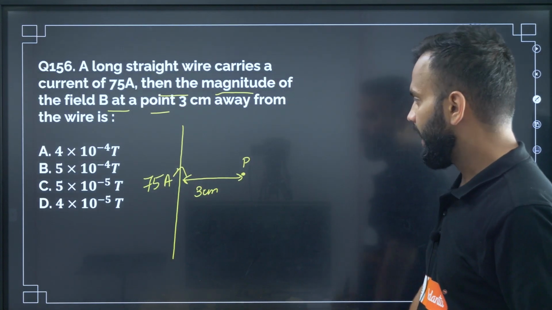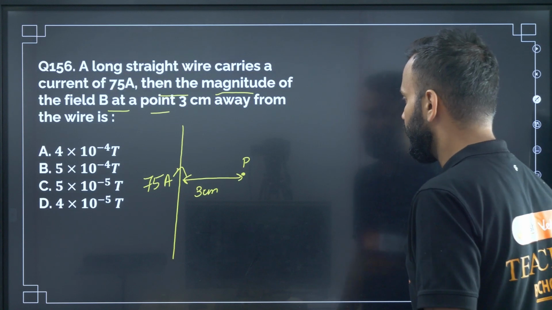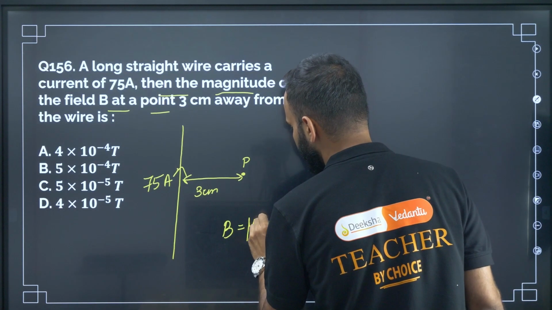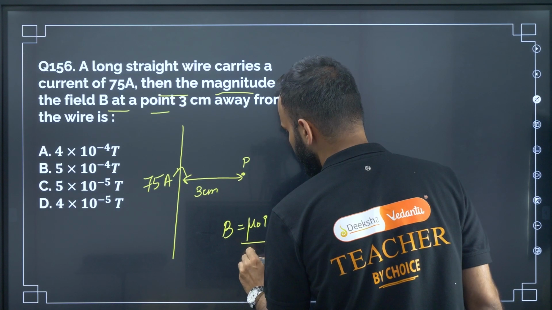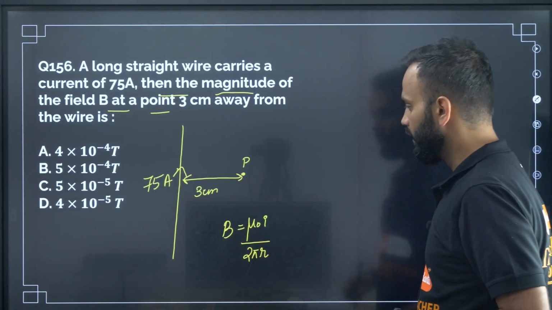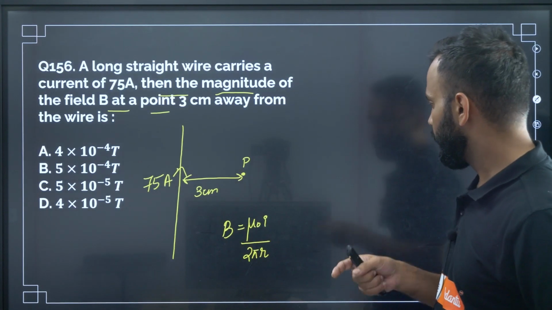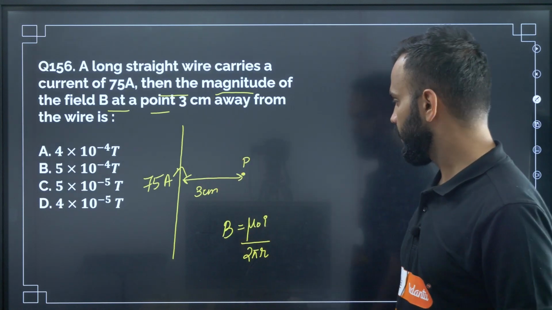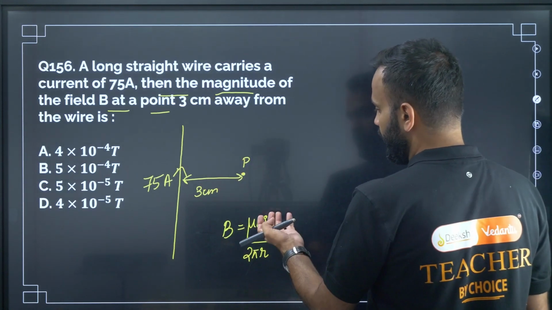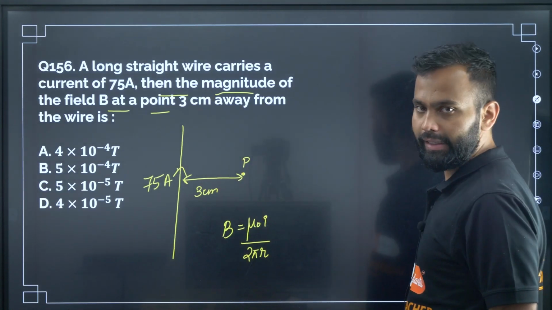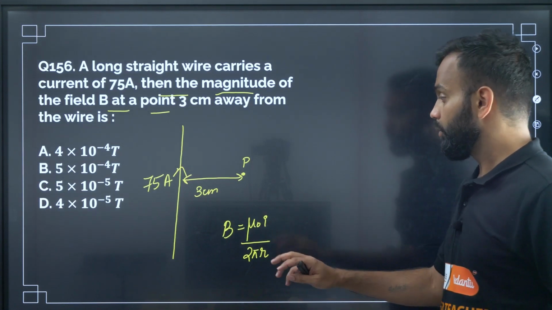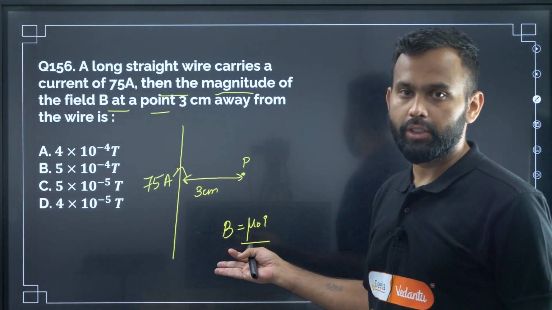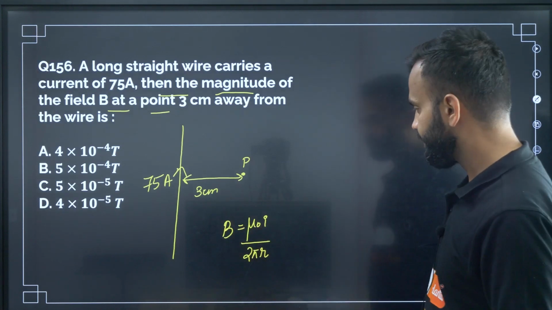We know that the magnetic field due to the current carrying long wire is B equal to mu naught I divided by 2 pi r, right? Mu naught I by 2 pi r. This is the magnetic field at point P due to the current carrying straight wire. We know the values of mu naught, I and r. Before substituting, how did we get this formula? We got it using the Biot-Savart law or Ampere circuit law.